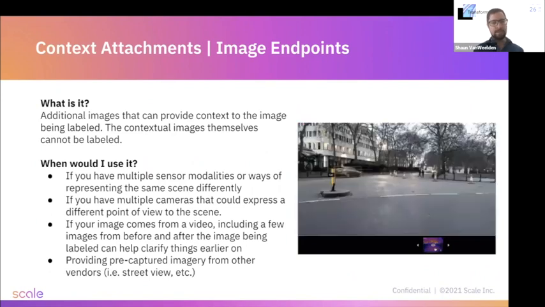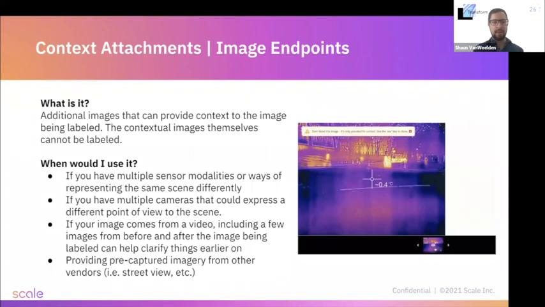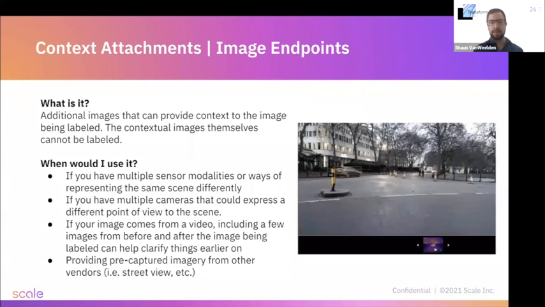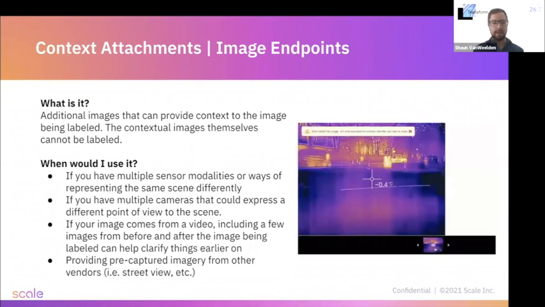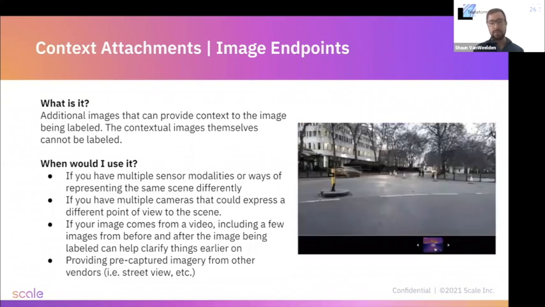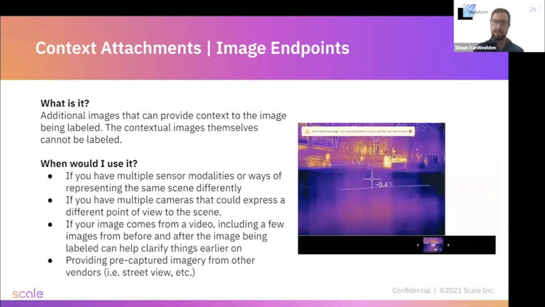And then the last kind of use case here is if we have pre-captured imagery from other vendors, like a street view or something else, especially as I think about different satellites and mapping use cases for image annotation. This contextual information can provide a lot of help to understand what is in the scene, even though some parts might be a little bit different or change over time.